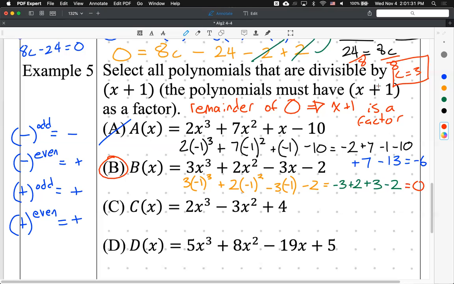Someone help me with C. So you're gonna plug in a -1 for all of the x's. -1, -1. All right, now what? So that's gonna simplify to -2, -3, and 4. Okay. And then -2 minus 3, -5 plus 4 is -1. So C is not an answer. Possible answer. All right, yeah, thank you.